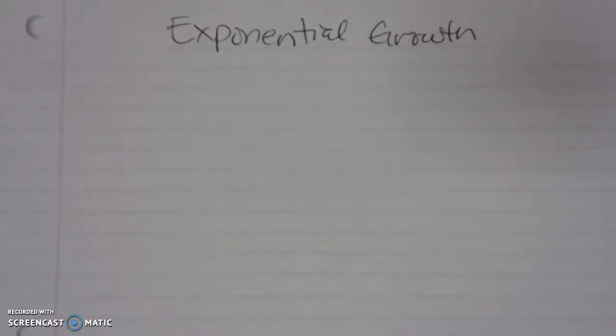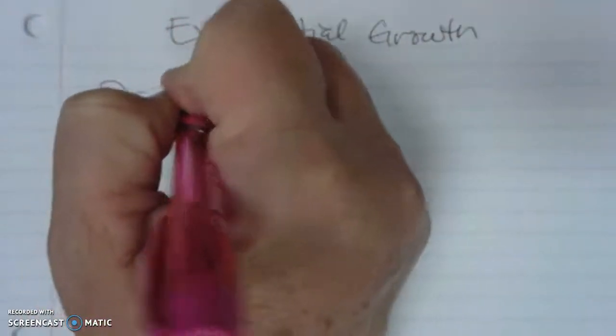Okay, this section talks about exponential growth. We've talked about this before, and the formula is P equals Pe^(rt).